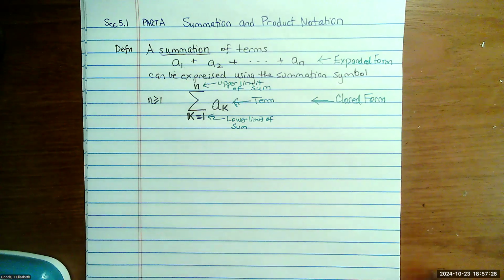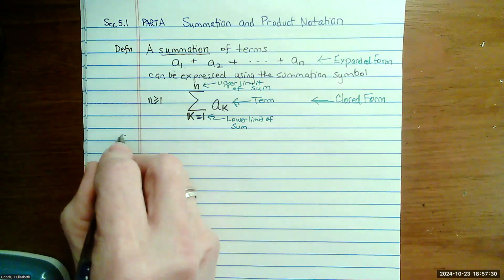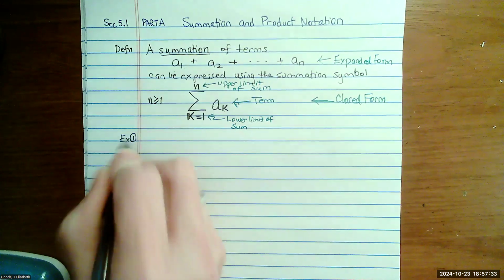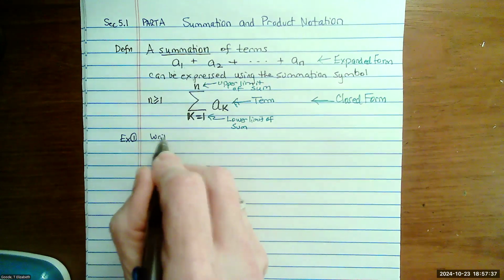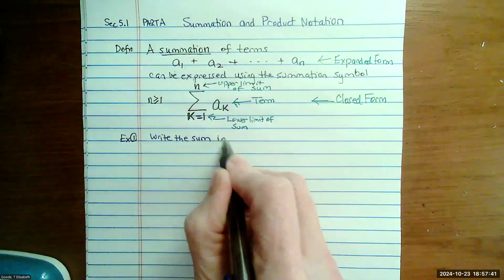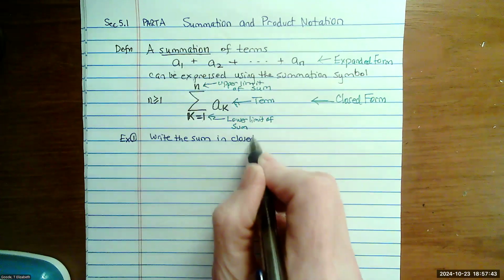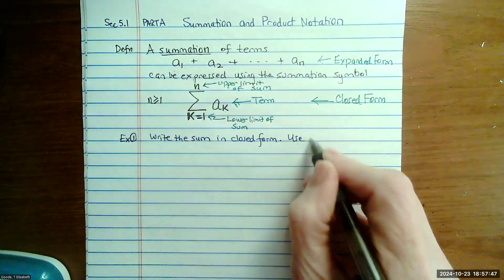Let's look at an example. And now we get to play the game. And the game is fun where we kind of try, it's like a guessing game. All right, so write the sum in closed form. Use any indexing variable you wish.